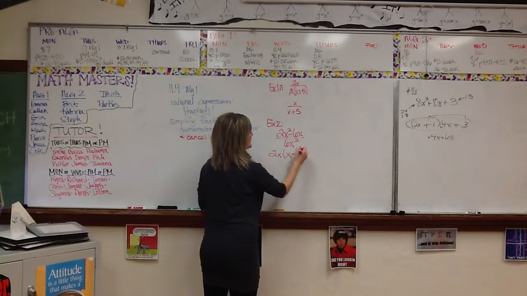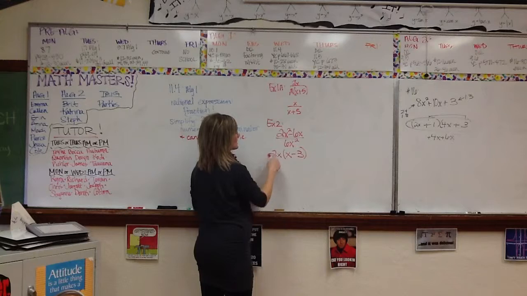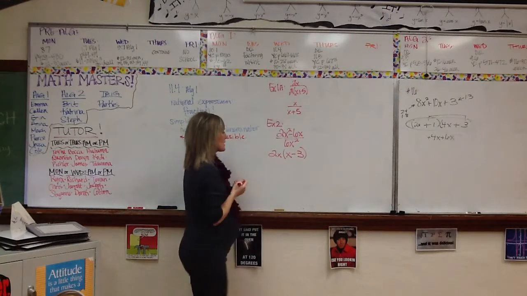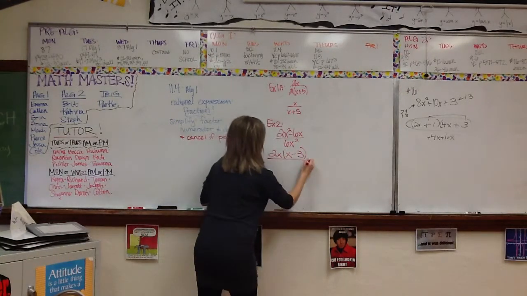Good. X minus 3. 2 divided by 2 is gone. X squared divided by x is x. 6 divided by 2 is 3. X over x would be gone. Okay, over.